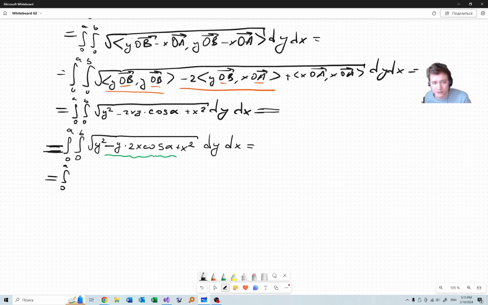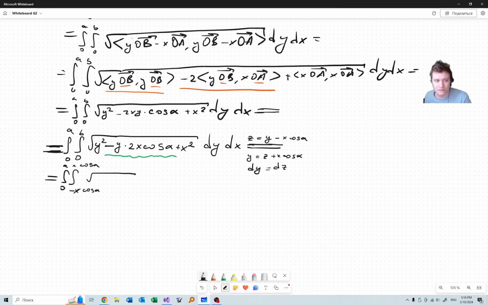To eliminate it, let's say that y is actually z plus x cos alpha. So here we have minus x cos alpha. Here we have x cos alpha. Let's write here that z equals y minus x cos alpha, and y is z plus x cos alpha, and given a fixed x, dy is just dz.